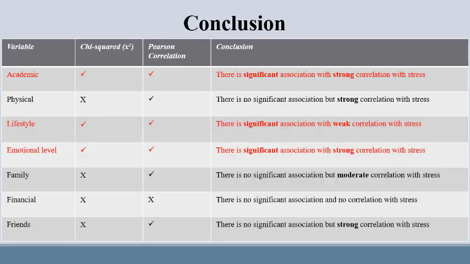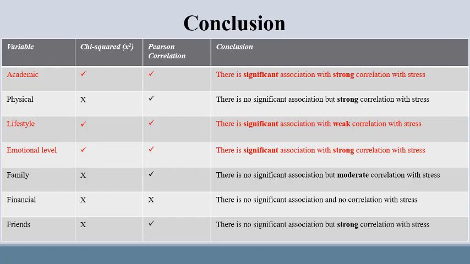Conclusion: academic factor, there is significant association with strong correlation with stress based on our findings. According to our research, the physical factor, in relation to stress, has no significant association but strong correlation with stress. And the lifestyle, there is significant association with weak correlation with stress. Emotional level, there is significant association with strong correlation with stress.